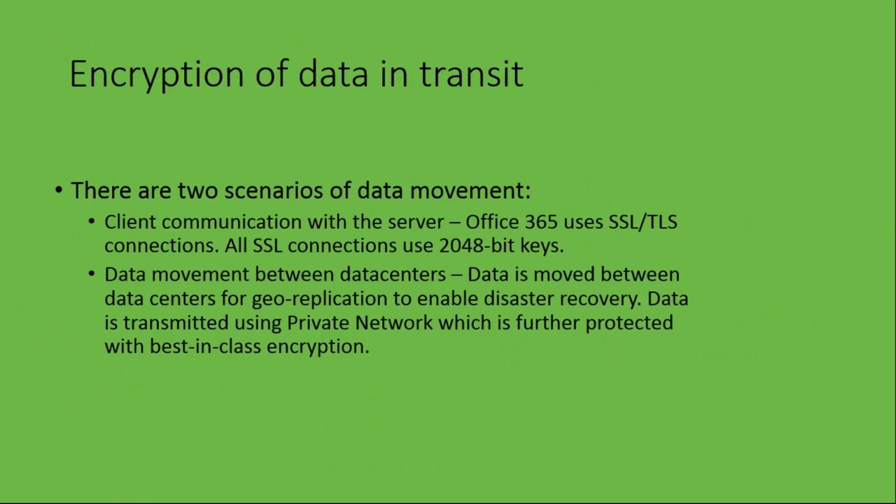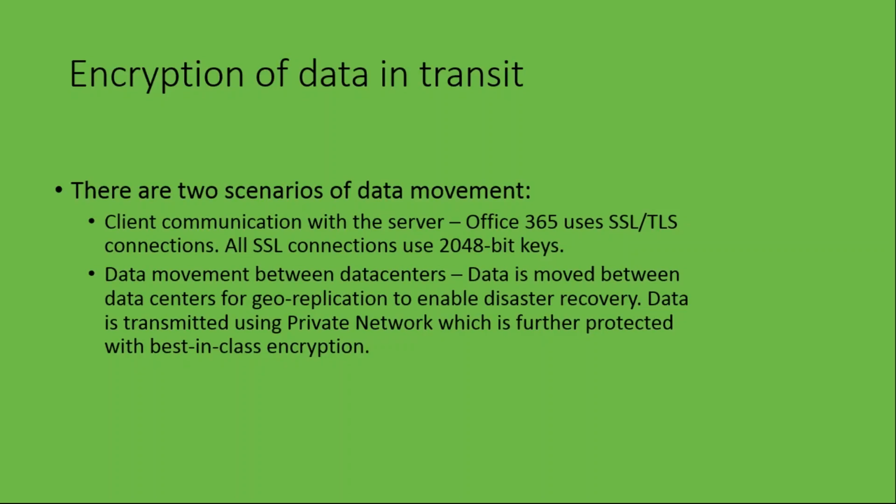What are the different cases where the data is actually moving? The first scenario is when we request data, when we browse a SharePoint site. Data is requested from the server and served to the client, so there is communication between client and server. In that case, Office 365 uses SSL connections, and all these SSL connections use 2048-bit keys. With this SSL, the data is fully secured while it is in transit.